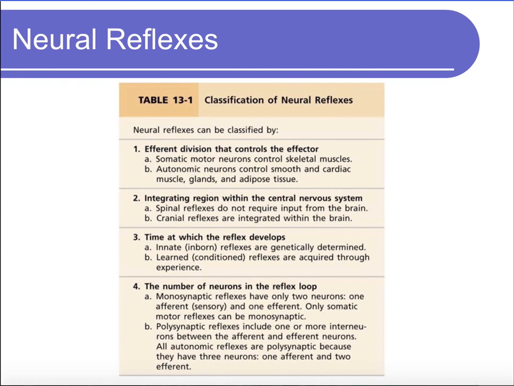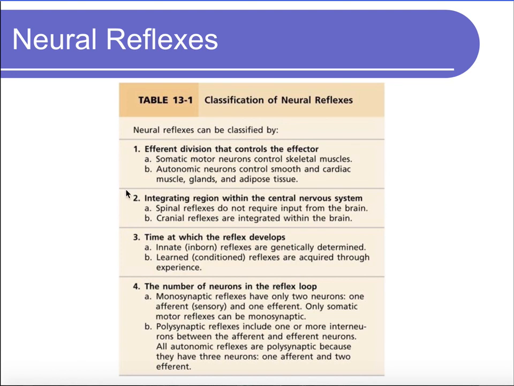So there are different ways we can classify our neural reflexes. We can classify them based on their efferent division. For example, we have somatic reflexes, and these would involve the somatic motor neurons that control our skeletal muscles. Then we have autonomic reflexes. These would involve our autonomic efferent neurons that control smooth muscle, cardiac muscle, glands, adipose tissue, etc.